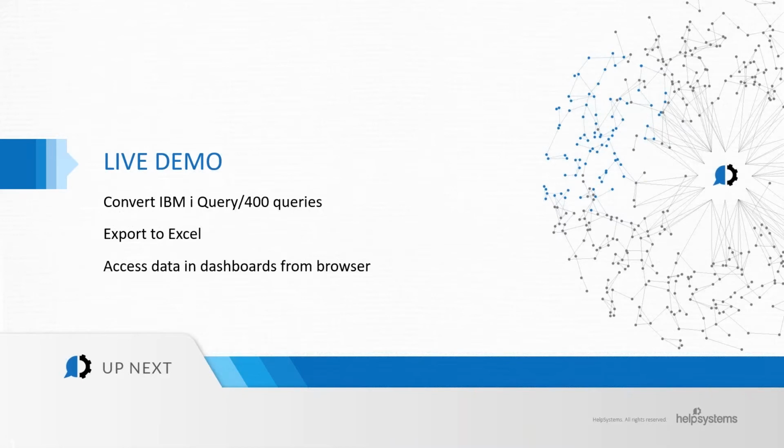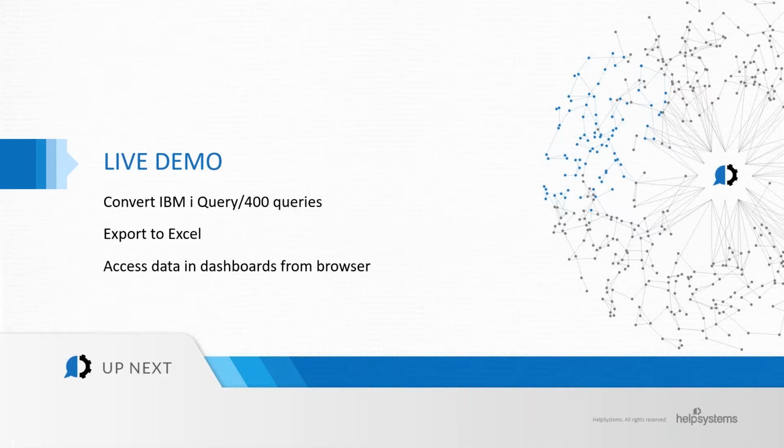Now I'm going to jump into the SQL demo. I'm going to touch on 3 areas that I covered here in the presentation. Modernizing your queries, meaning converting your query 400s into a modern looking thing, exporting into Excel, and then accessing remote users with KPI type access from a browser. Along the way, I'll sprinkle in a little bit of extras.